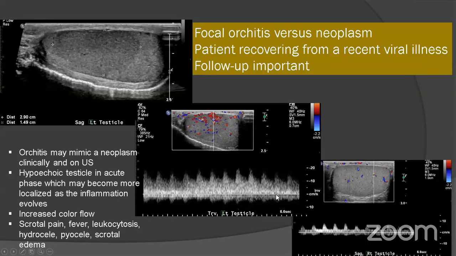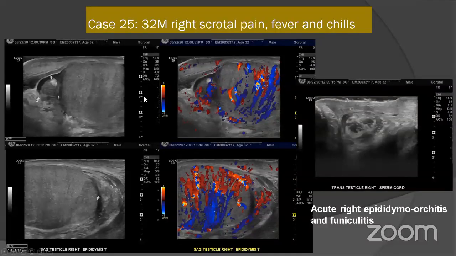Well, in this case, it is either focal orchitis or it could be neoplasm. But when I called, they said the patient is recovering from a recent viral illness. So it was presumed to represent focal orchitis, and follow-up is extremely important as tumors can look just like this. Focal orchitis can mimic a neoplasm both clinically and on ultrasound. And while history can be helpful, please, when you see a focal lesion in the testicle, always do a follow-up.